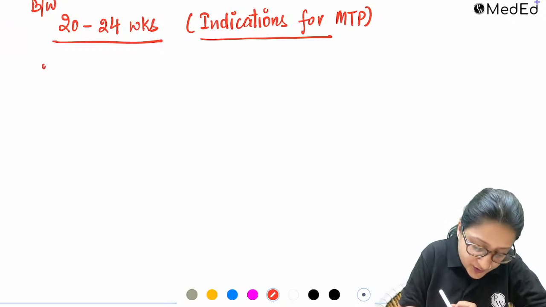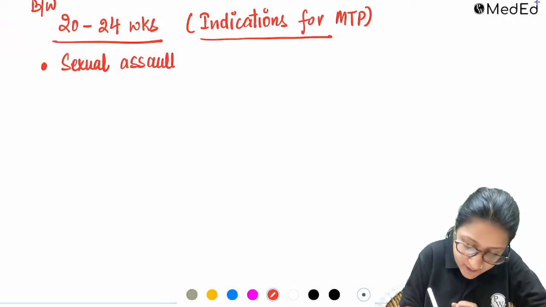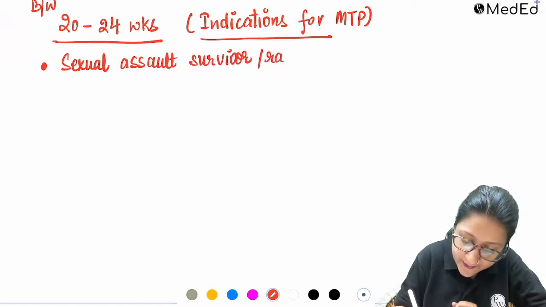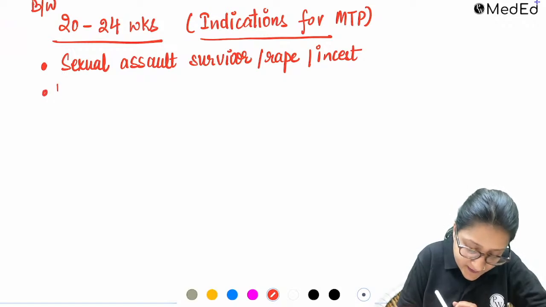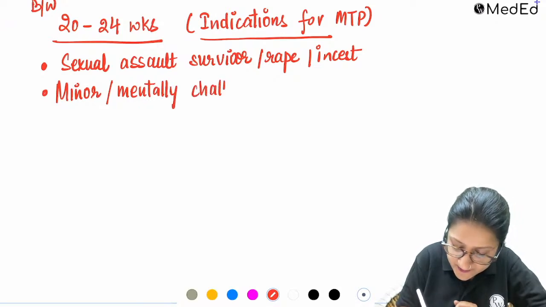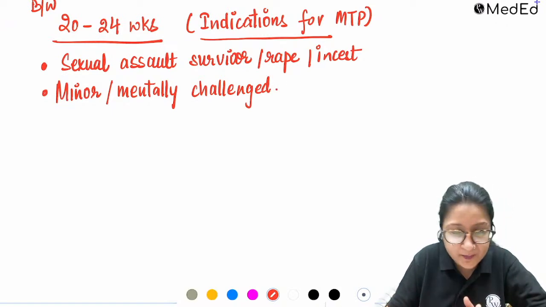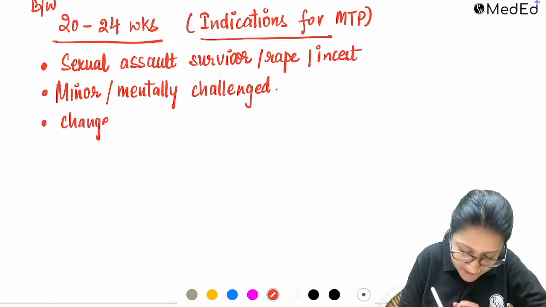What are these indications? Let's say there is a sexual assault survivor, okay? There is a survivor of, let's say, rape or incest, then MTP can be done between 20 to 24 weeks of gestation. Let's say, for example, minor or mentally challenged is a special category where between 20 to 24 weeks MTP can be done. Then other indication is change of marital status.